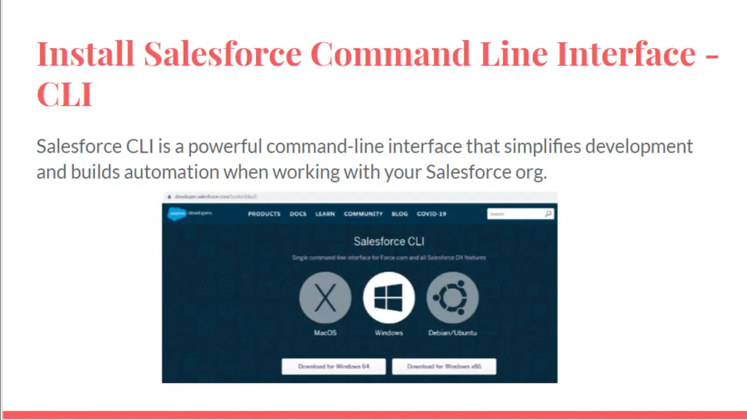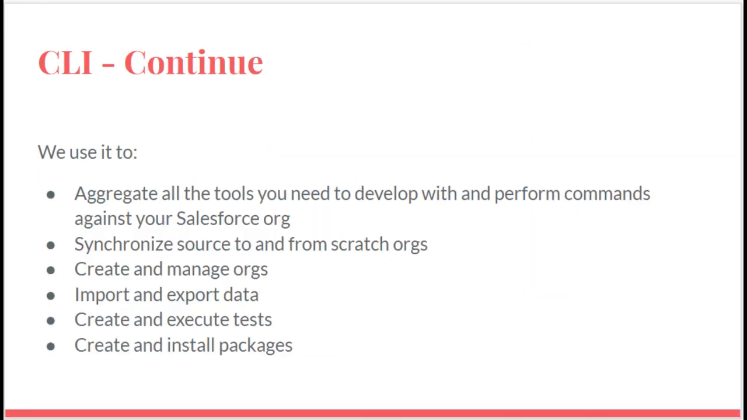First, we need to install Salesforce CLI, the command line interface, on our system. It simplifies development and builds automation when working with the Salesforce org. We use CLI to execute commands against your Salesforce org. It synchronizes source to and from scratch orgs. With the help of CLI, we can also create and manage orgs. We use it to import and export data, to create and execute tests, and to create and install packages.